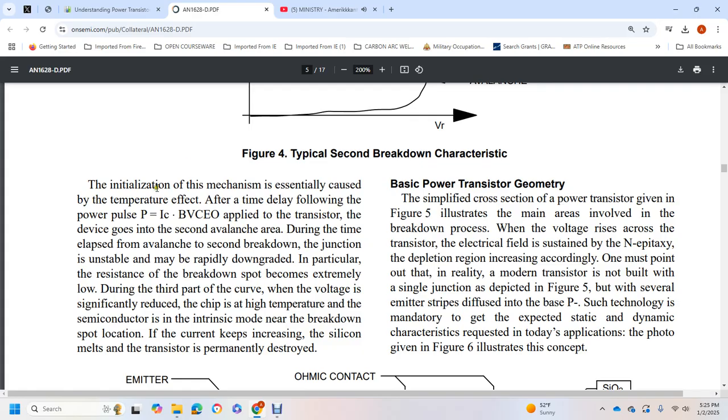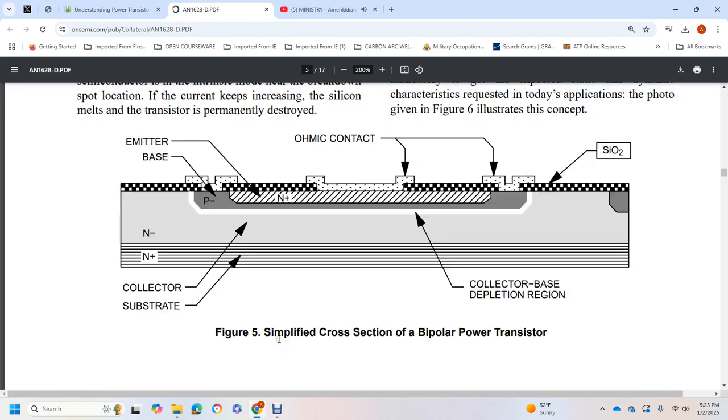In particular, the resistance at the breakdown spot becomes extremely low, and the voltage is significantly reduced, with a high temperature in the semiconductor near the breakdown spot location. Current keeps increasing, silicon melts, and the transistor is permanently destroyed.